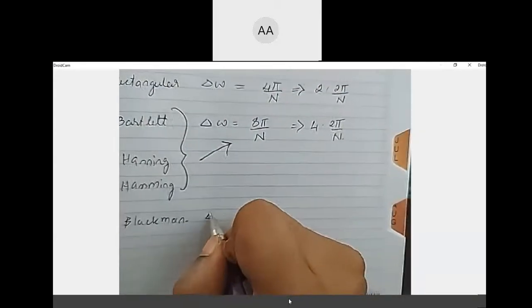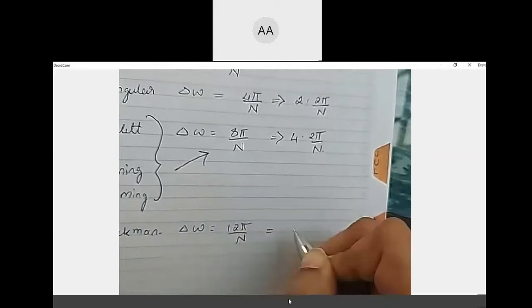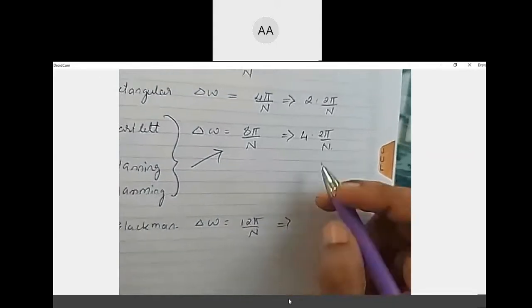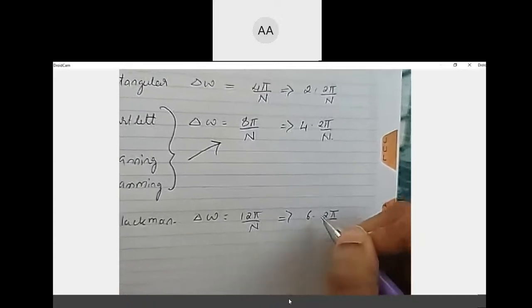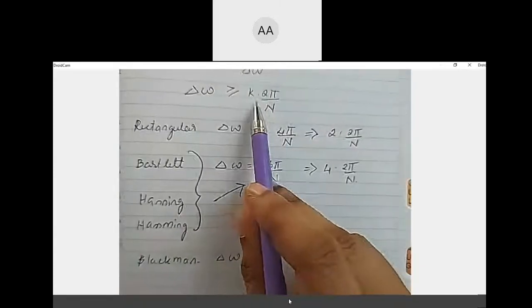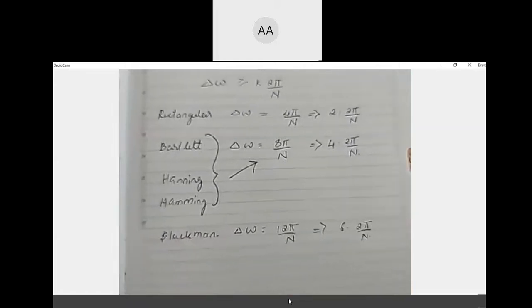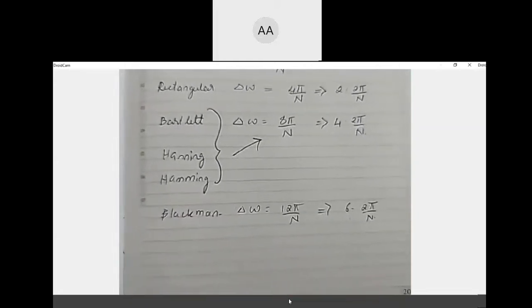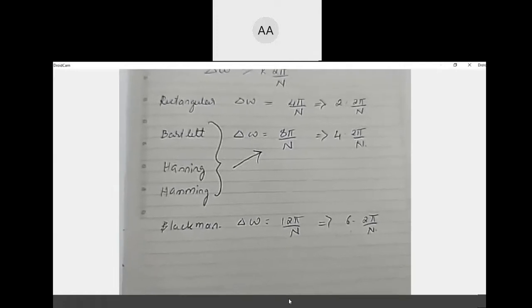That is delta of omega is equal to 12 pi by N, which is nothing but 6 into 2 pi by N. So if the k value is mentioned as 6, you can choose this also. You can make a note of this somewhere, because this is not mentioned even in that table. Make a note of this.